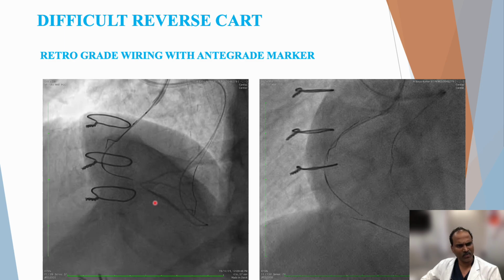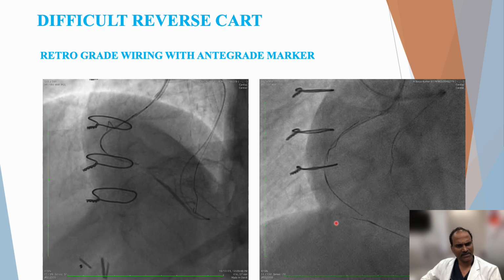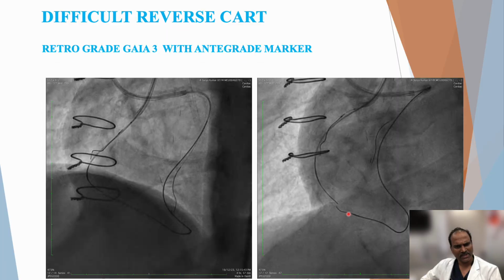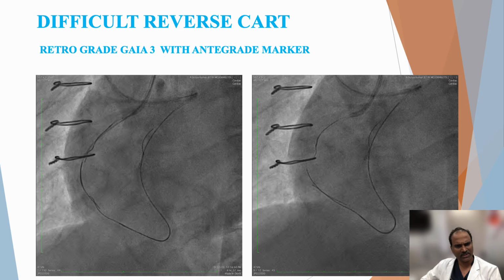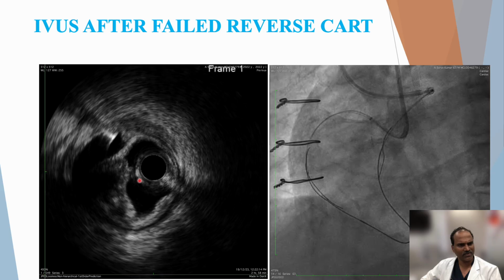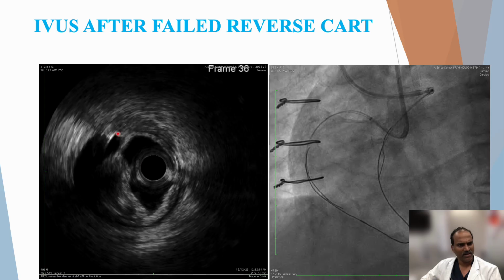So this is an antegrade wire and this is a retrograde catheter. So we directed the retrograde wire towards the antegrade wire in two orthogonal views, and then we tried connecting the two spaces, but we failed to connect the spaces for a longer time. So that's when I did IVUS. You can see here, I'll show you.